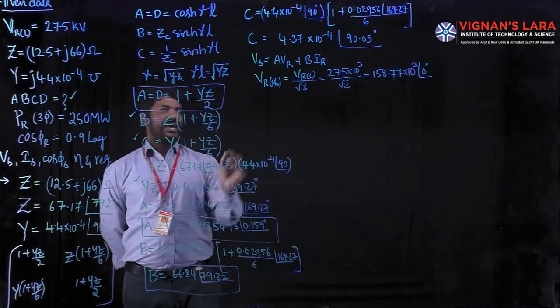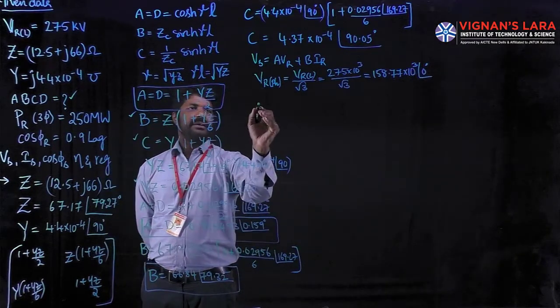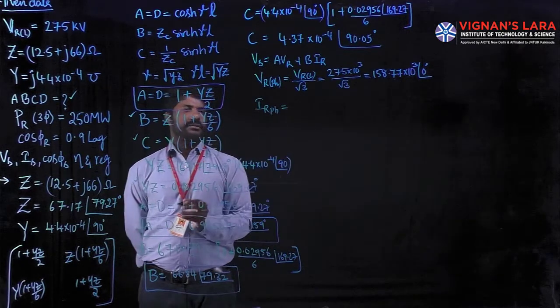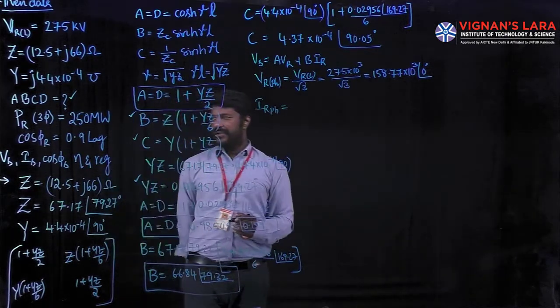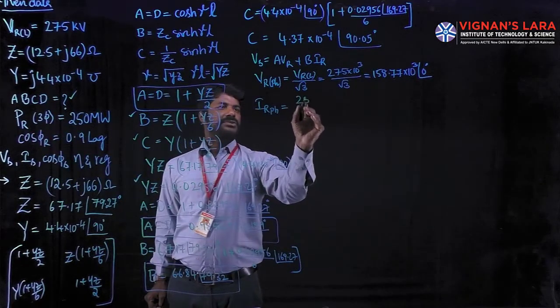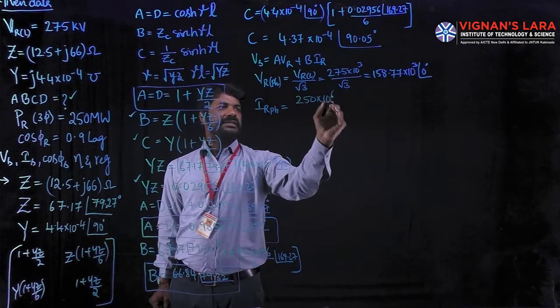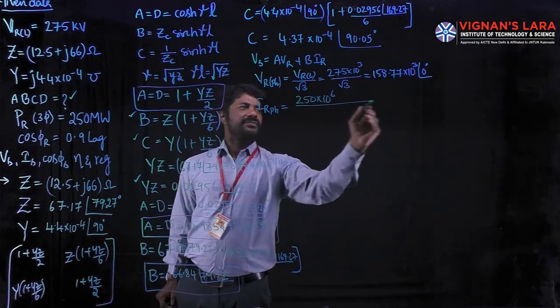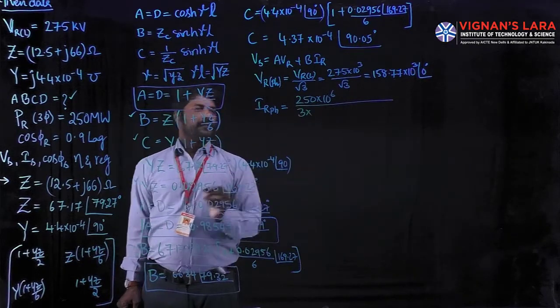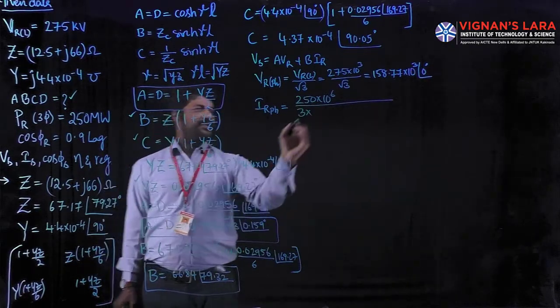Using this phase value of the receiving end side, I will calculate IR per phase from the power value given. What is the power value given? The 3 phase power given is 250 megawatts. So 250 into 10 power 6, the megawatts of the 3 phase value, divided by 3 into V phase cos phi. What is V phase?